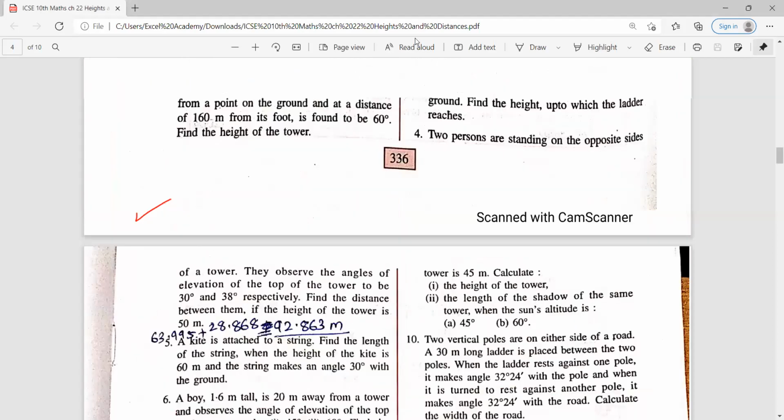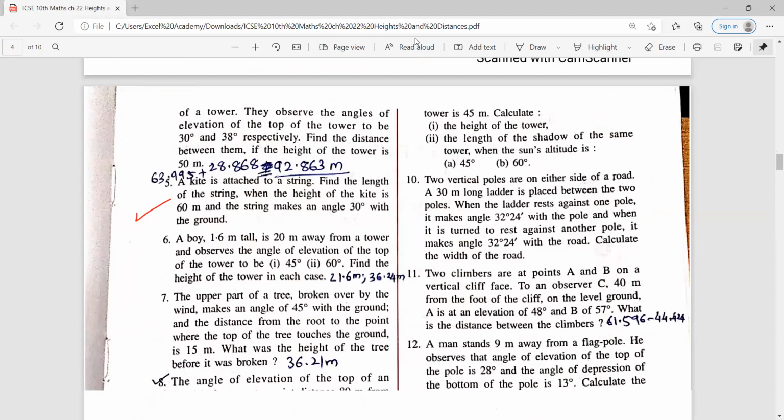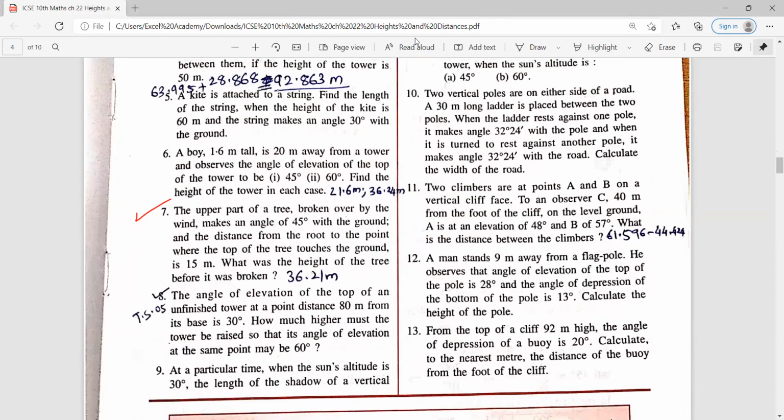So this is exercise 22A, question number 7. The upper part of a tree broken over by the wind makes an angle of 45 degrees with the ground. And the distance from the root to the point where the top of the tree touches the ground is 15 meters. What was the height of the tree before it was broken? Okay, so let me show you a diagram representing the situation. So how would the diagram look?